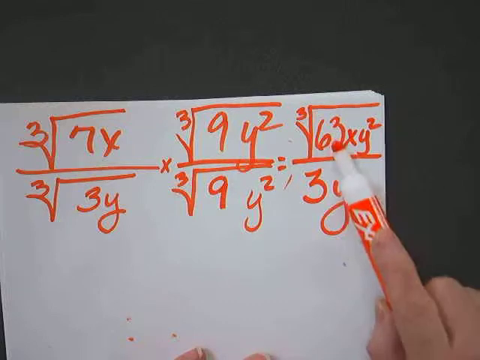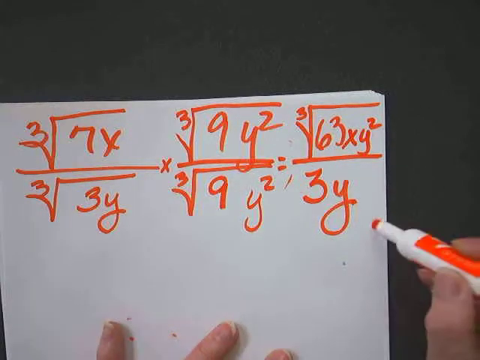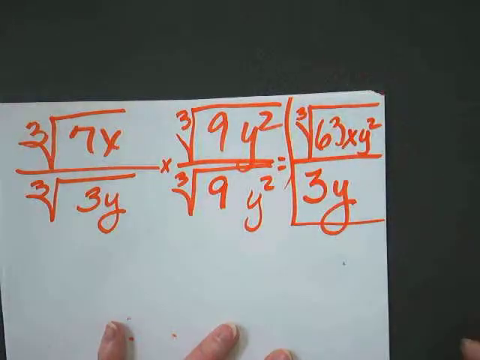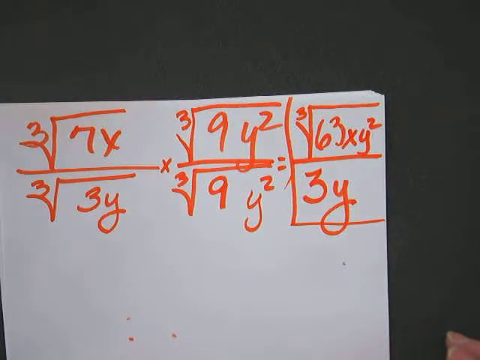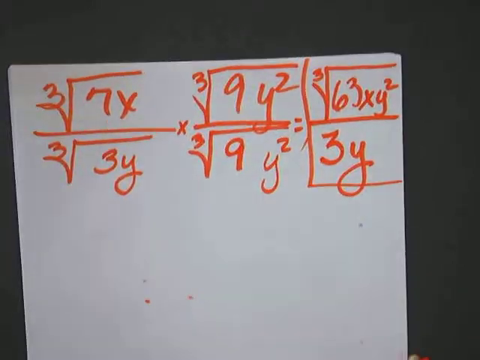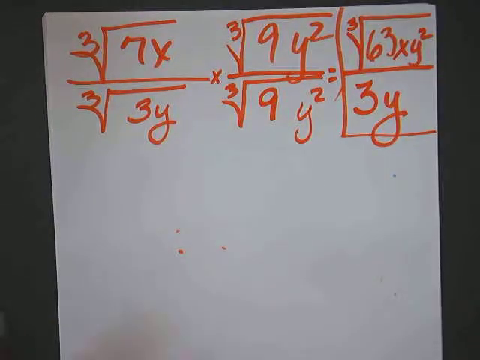We can't do any of this canceling because this is under cube root and this is not. If there was something in front, you might be able to. You can't do this because this is not under a cube root and that is.